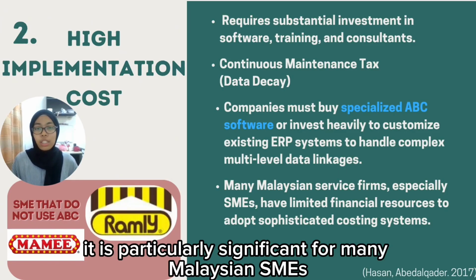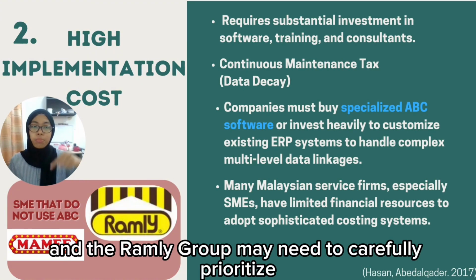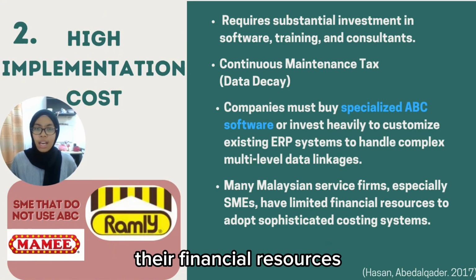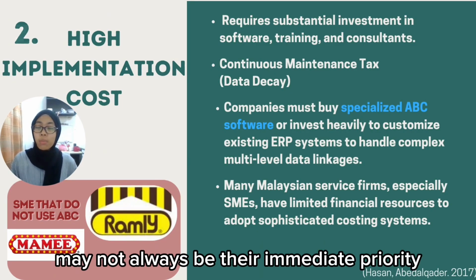Next, it is particularly significant for many Malaysian SMEs. Companies such as Mami Double Decker and the Ramli Group may need to carefully prioritize their financial resources, as investing in a sophisticated costing system like ABC may not always be their immediate priority.